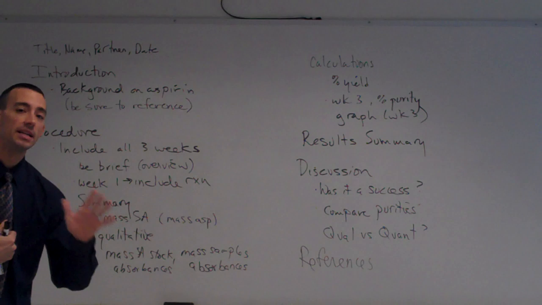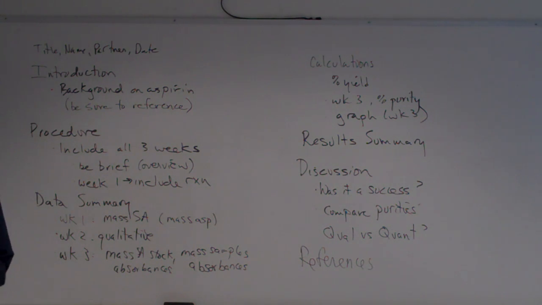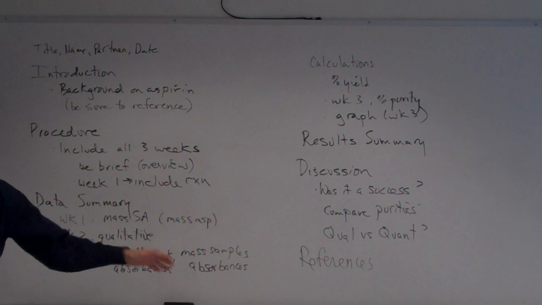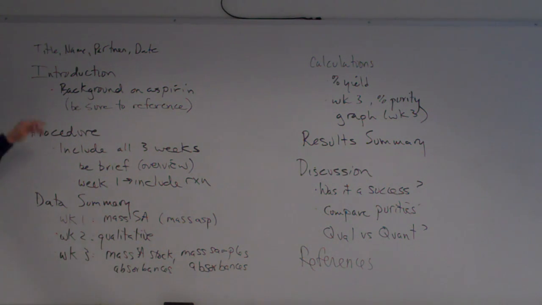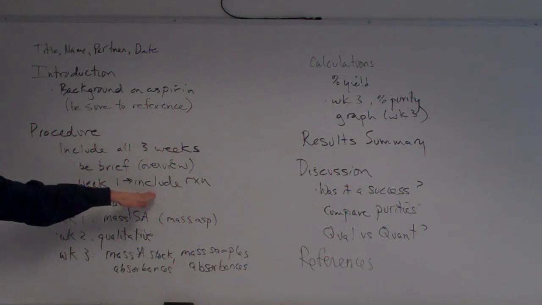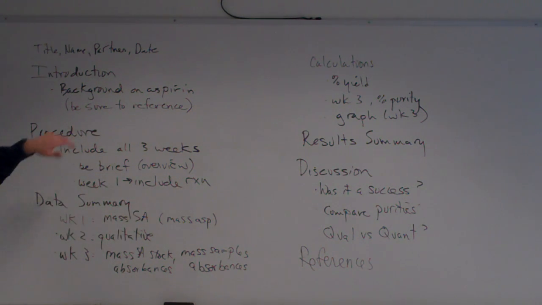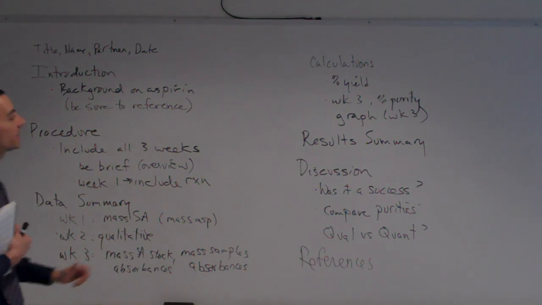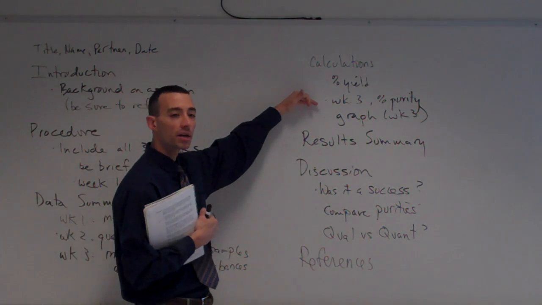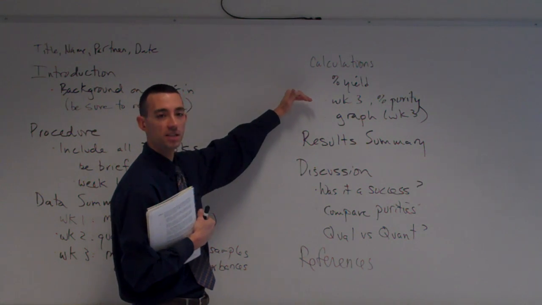The things that lead to automatic deductions that you really want to avoid are, first of all, you don't want to omit any one of these. Not even something simple like the title information. Not having the reaction scheme is an automatic deduction. Not having those references is an automatic deduction. Not showing example calculations is an automatic deduction.